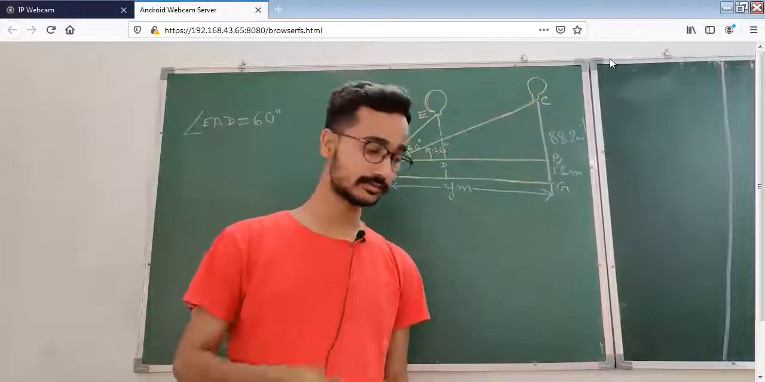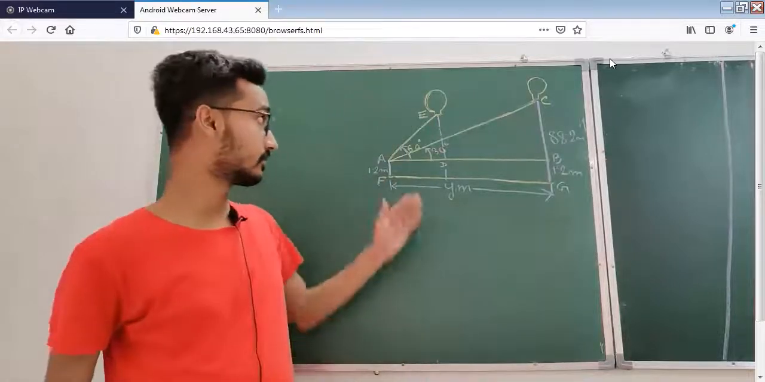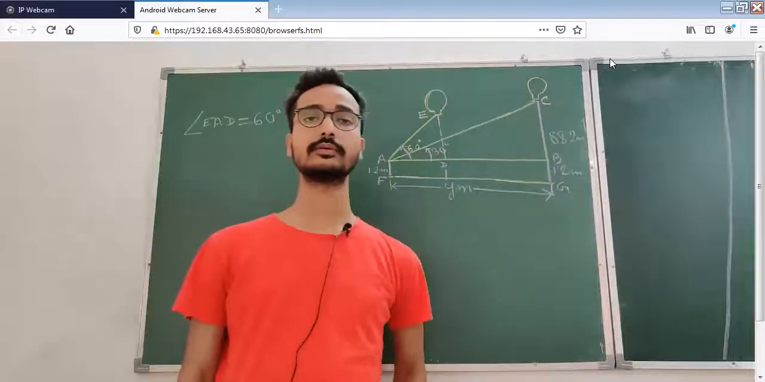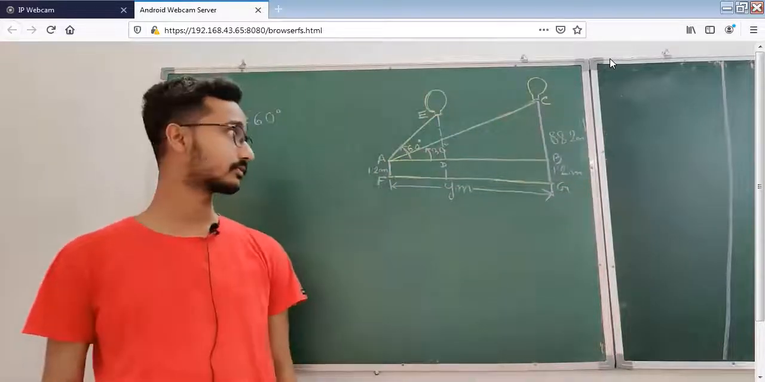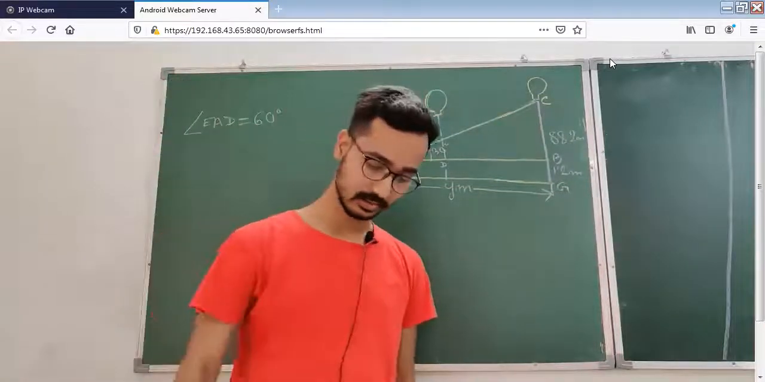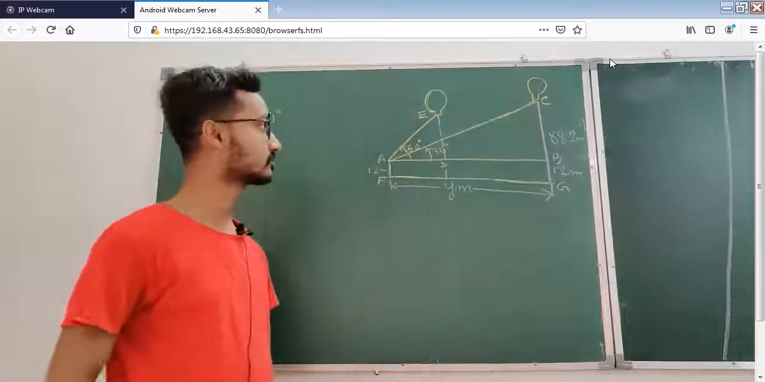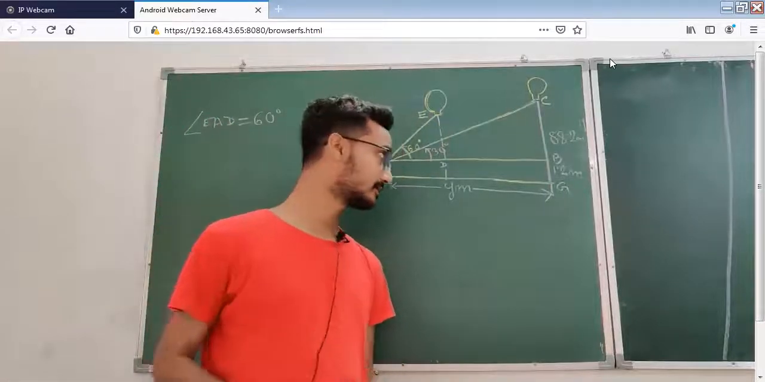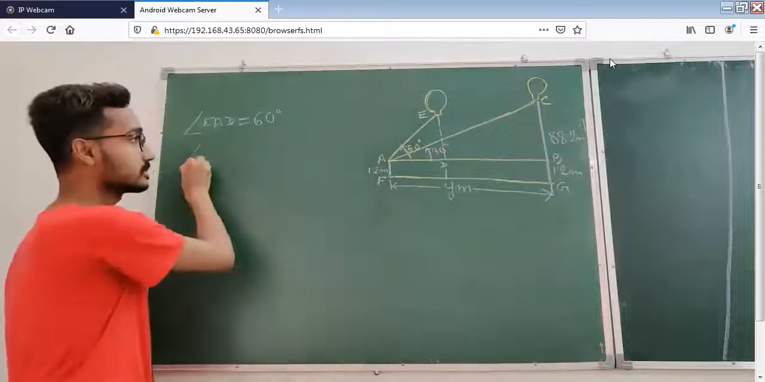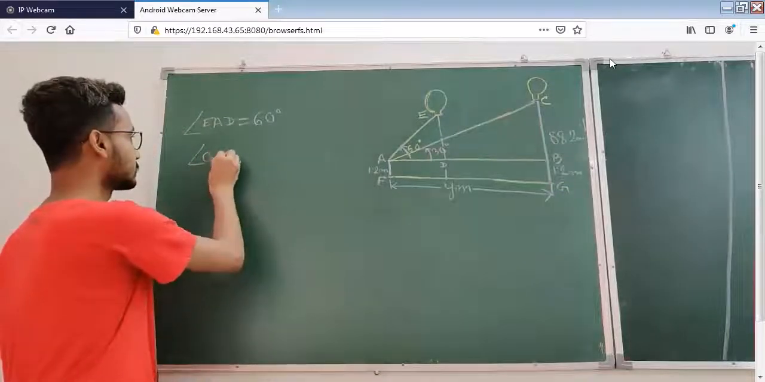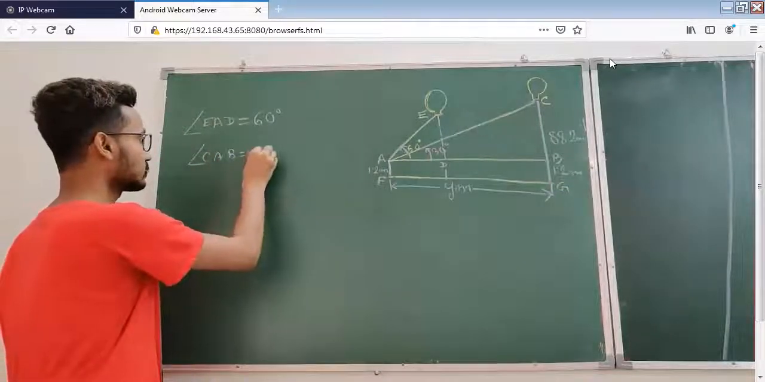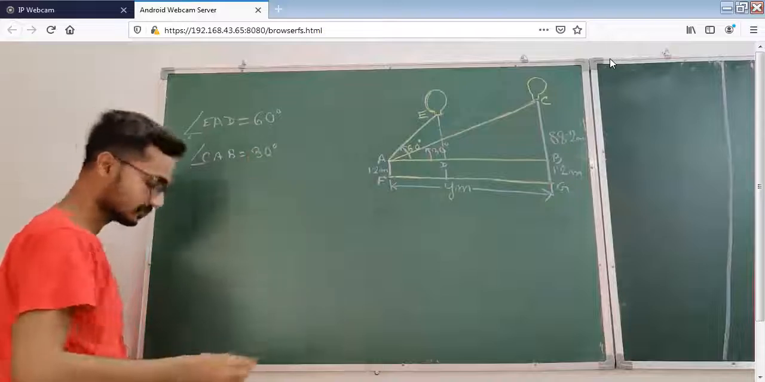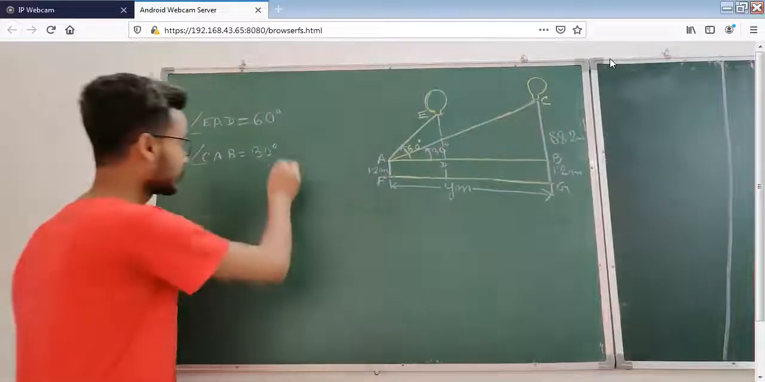Yes or no? It is already given in your book that when the balloon moves from E to C, the angle of elevation reduces from 60 degree to 30 degree. Yes or no? Now write down, for the second position, the angle of elevation reduced to 30 degree. That is your angle CAB equal to 30 degree. Clear up to this?